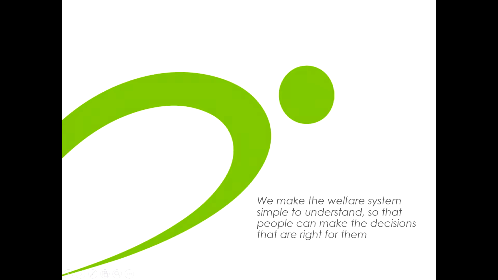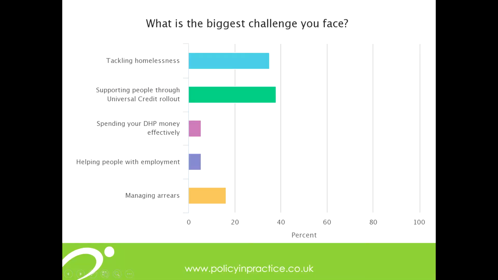So today we're talking about that in the context of the Homelessness Reduction Act. We used the dashboard in a webinar in January where Chris Buckman from Exeter joined us. I wanted to share what people said were the biggest challenges they face. As you can see, homelessness was a massive challenge, but also helping people through the universal credit rollout was an interesting one as well. So while we are talking about homelessness, Devon's going to talk a little bit about universal credit and touch on the welfare reform agenda. We're following up on the webinar from January.